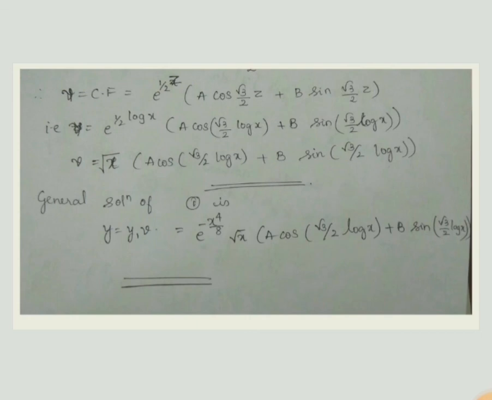Or otherwise v is equal to, observe that e power half into log x, that half goes to the power of x, e and log will get cancelled, so we are left with x power half, that is root x, that into a cos root 3 by 2 into log x plus b sin root 3 by 2 into log x. The general solution of equation 1 is, that is step 5. So we substitute y is equal to y1 into v. This is the required v value now. y1 we obtained as e power minus x power 4 by 8, that into v value is root x into a cos root 3 by 2 log x plus b sin root 3 by 2 into log x. So that is the conversion or reduction of second order differential equation into normal form.